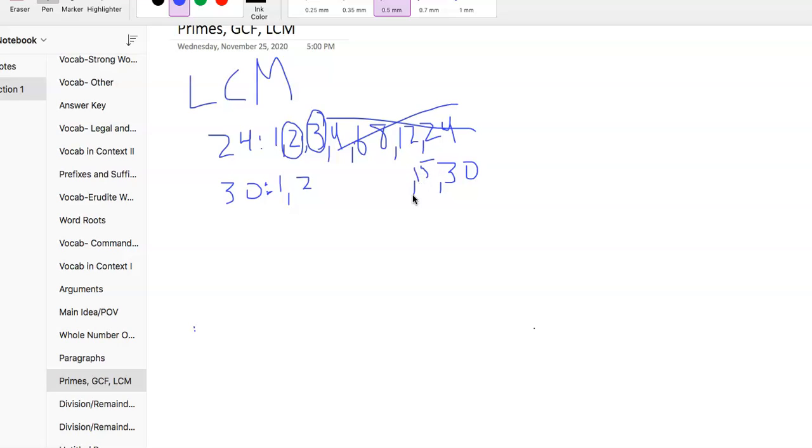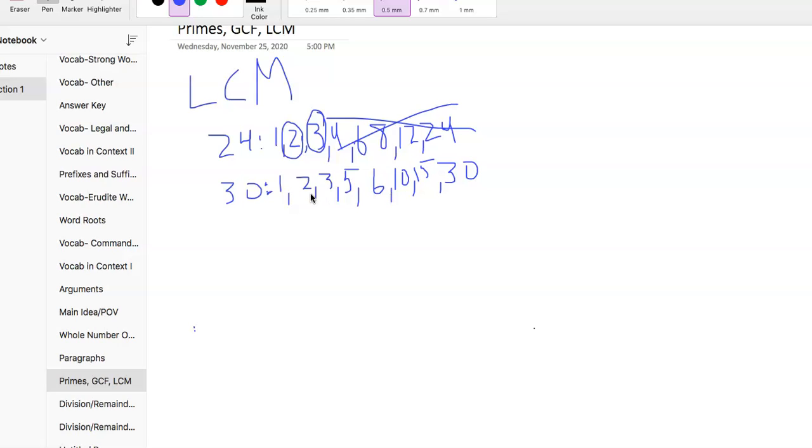So 2 times 15 is 30. 3 times 10 is 30. And 4, nothing works, right? 4 times 7 is 28, but 4 times 8 is 32. So 4 is not going to work out for us, but 5 and 6. 5 times 6 is 30. That will work for us. And that's all we got.